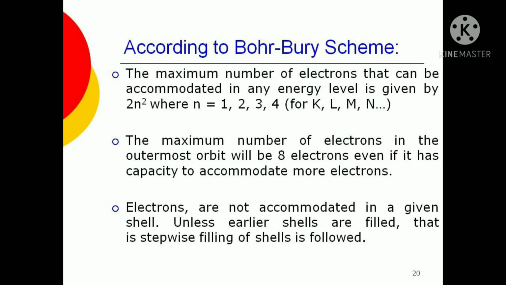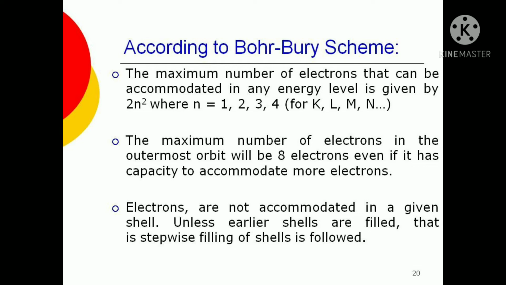After that, all the orbits of any atom or element can hold a maximum of 8 electrons. Electrons are not accommodated in a given shell unless the earlier shells are filled, that is, stepwise filling of shells is followed. So it's not like they can sit anywhere. In class we can sit anywhere, na? Electrons cannot do that. They have to be systematic. The first bench has to be filled first, then the second, third, fourth. Likewise, in orbits also, the electrons should sit first closer to the nucleus, then the next orbit, then the next orbit, and the maximum first can hold 2, next 8, and next 8, next 8, like this.